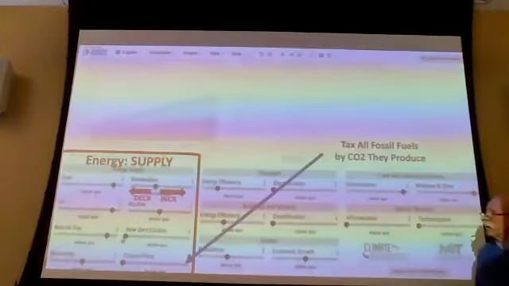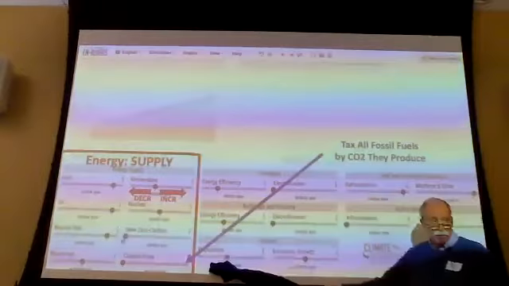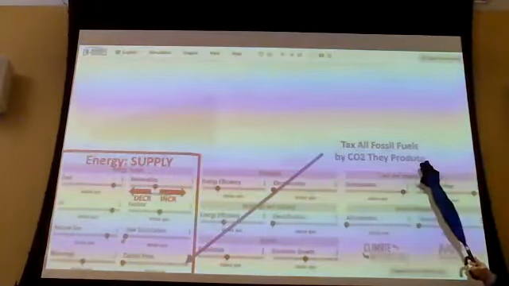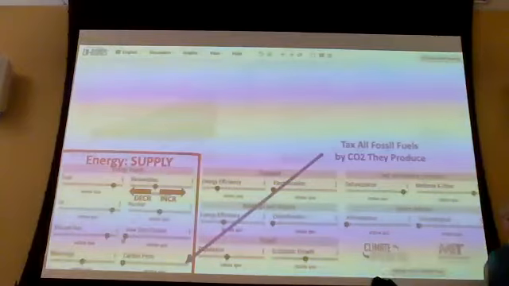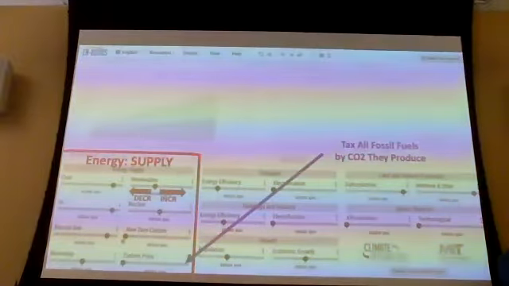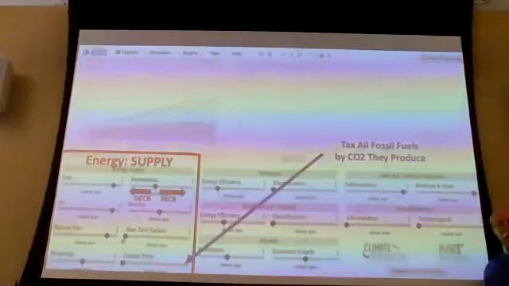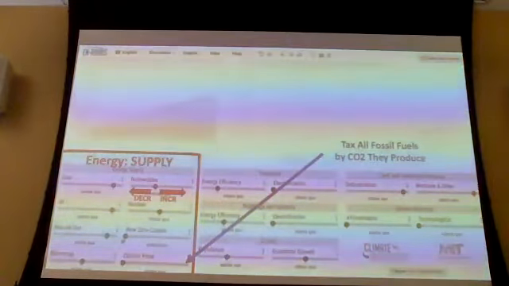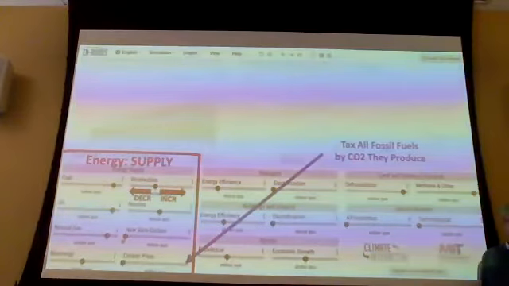And the last thing on this part is carbon price. That charges tax on all fossil fuels, not by how much energy they have, but by how much CO2 they produce. So per energy unit, coal will get more tax because it's the dirtiest. Natural gas will get less tax because it's the cleanest. But natural gas, of course, is still dirty compared to something like solar panels, which have no CO2 production.